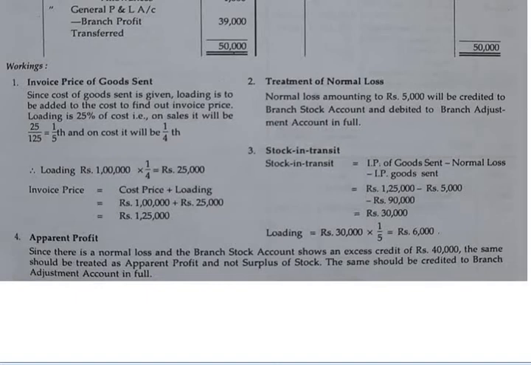Then the third one is with regard to stock in transit. While sending the goods, if you take it at invoice price, the head office has sent at rupees 1 lakh 25,000, but at the end of the year they have received only 90,000. Then in transit there's a normal loss of rupees 5,000. So the stock in transit will be the invoice price of goods sent, minus the normal loss, minus the invoice price of goods which have been received by the branch. It will be 1 lakh 25,000 minus 5,000 minus 90,000, we get rupees 30,000.